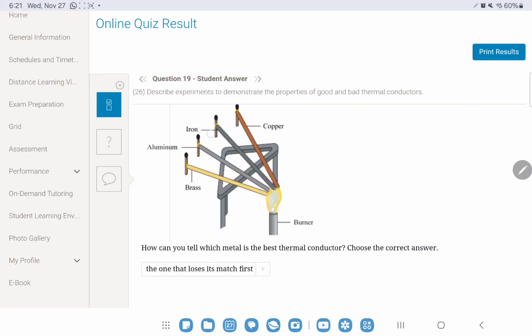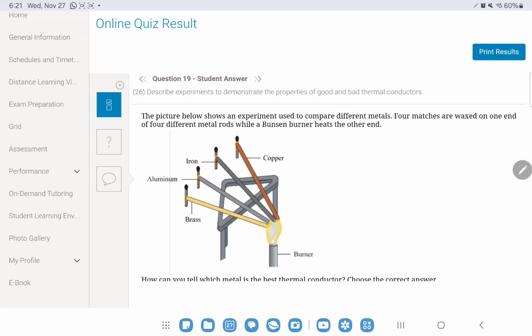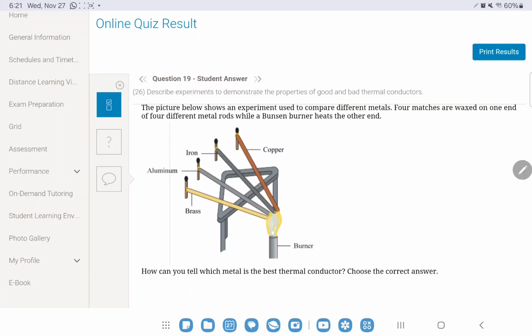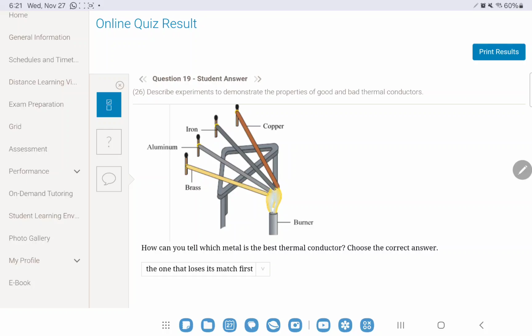And let's see. Okay, so here you have an experiment and it's asking you, do you know which one's the best thermal conductor? Some people might think it's when the match lights on fire. No, but how is it going to light on fire? It's not, matter isn't getting transferred as we know. It's only the heat getting transferred. So if you have heat transferring from here to here, what's going to happen? It's only going to melt the wax that's connecting it, because they're all waxed on one end. So the one that falls off first is the one that's the best conductor. See? The one that loses its match first.